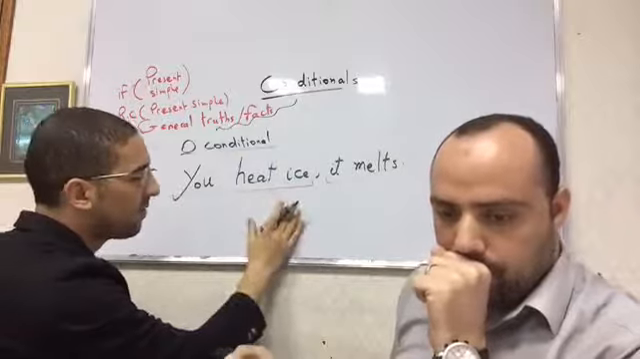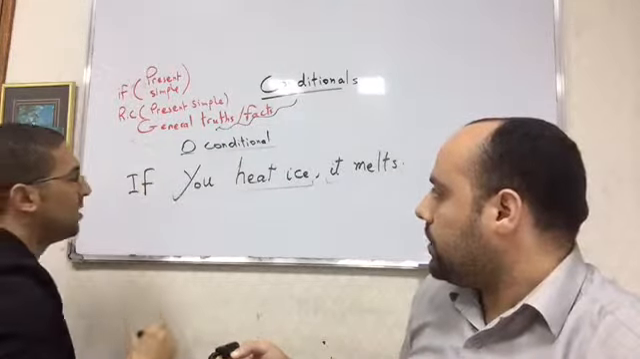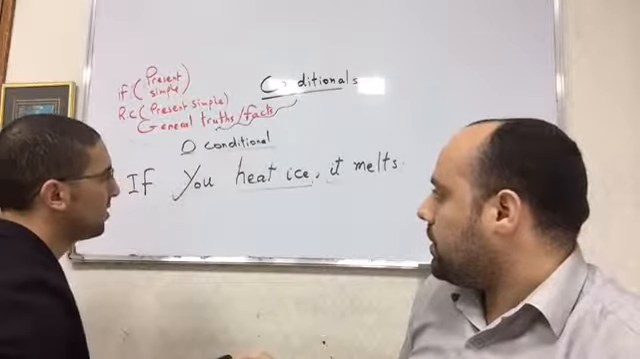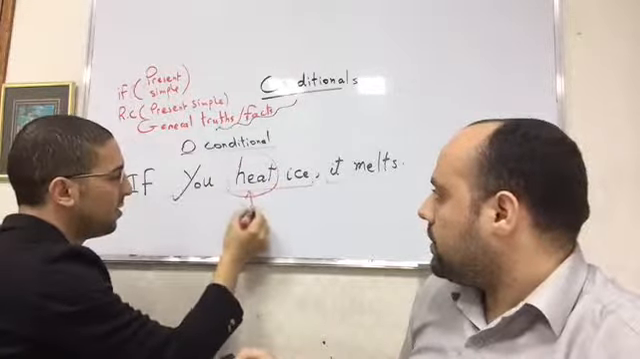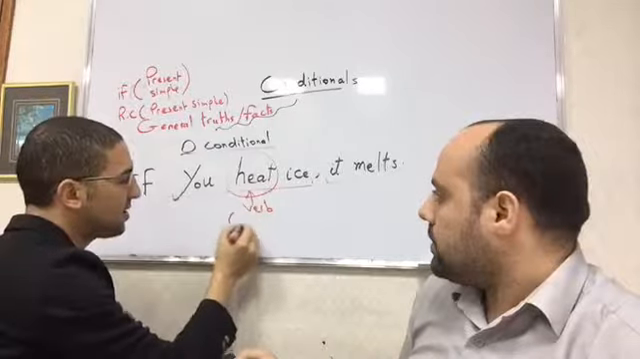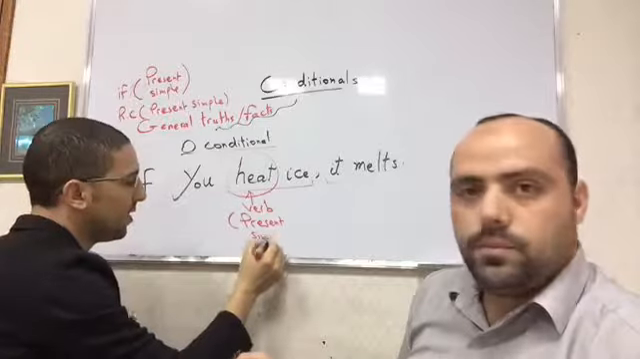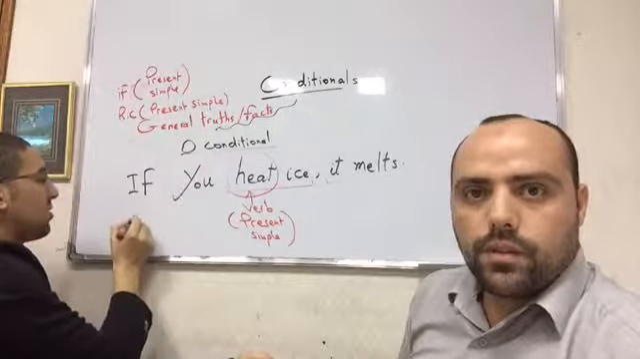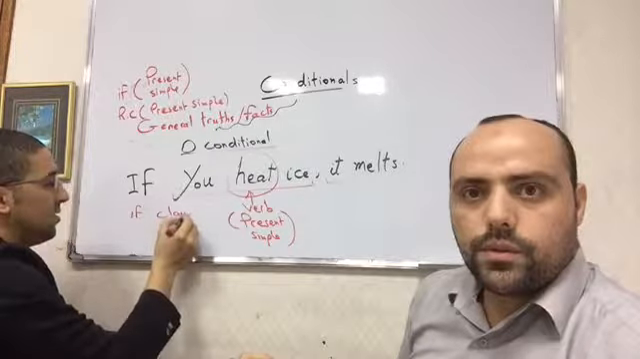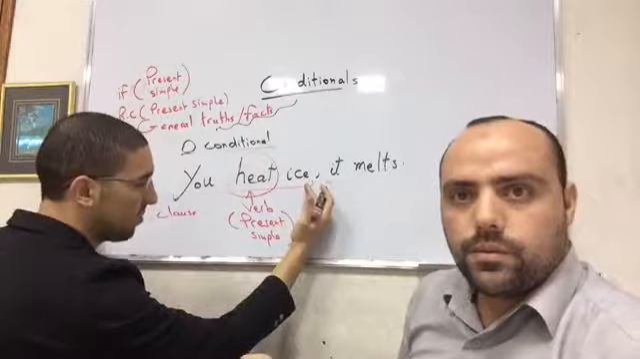If you hear, the if clause here starts with an "if" word, and the verb here is "heat." This is the main verb, and as we said, it's in the present simple. This is called the if clause. If you heat ice, the verb is in the present simple.